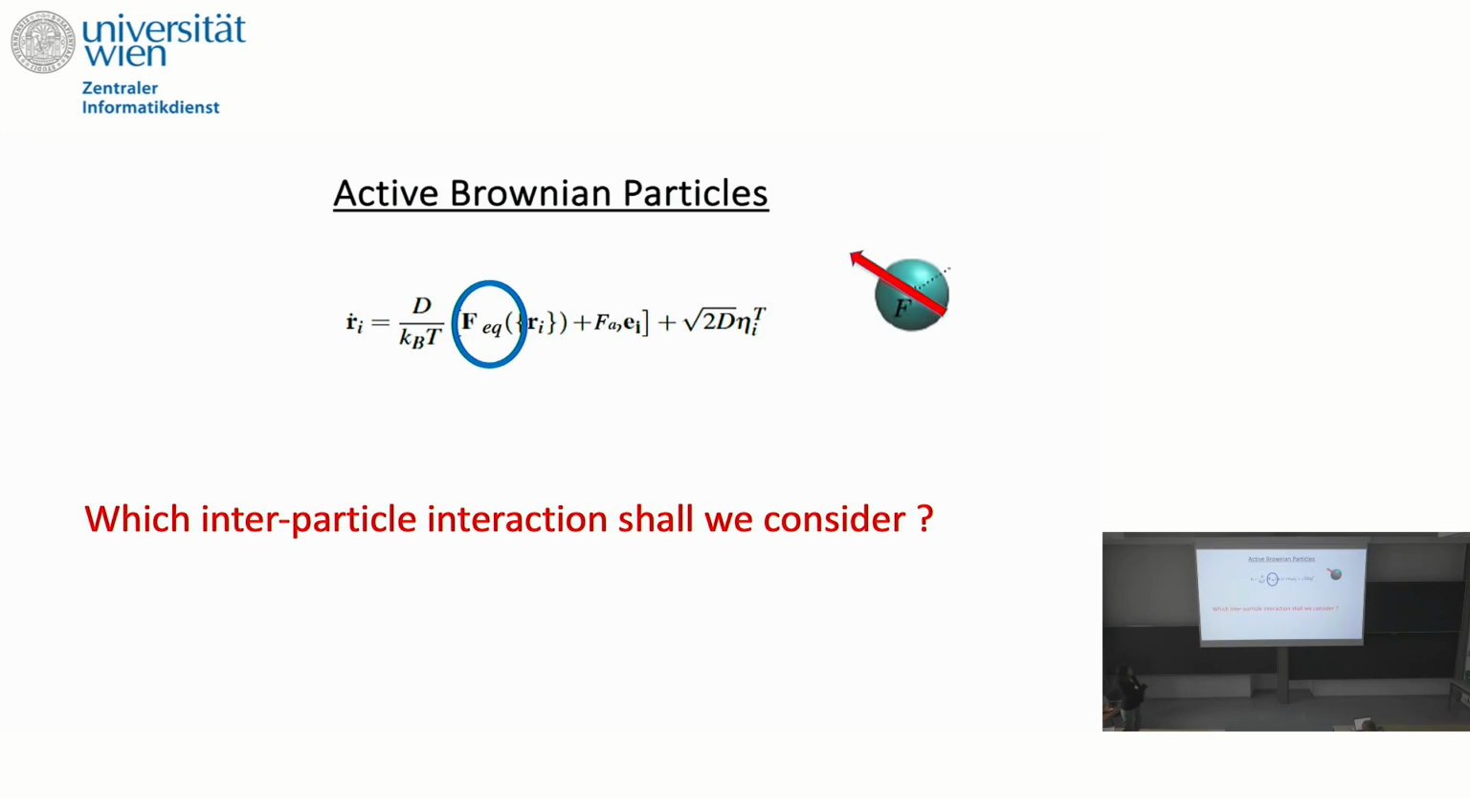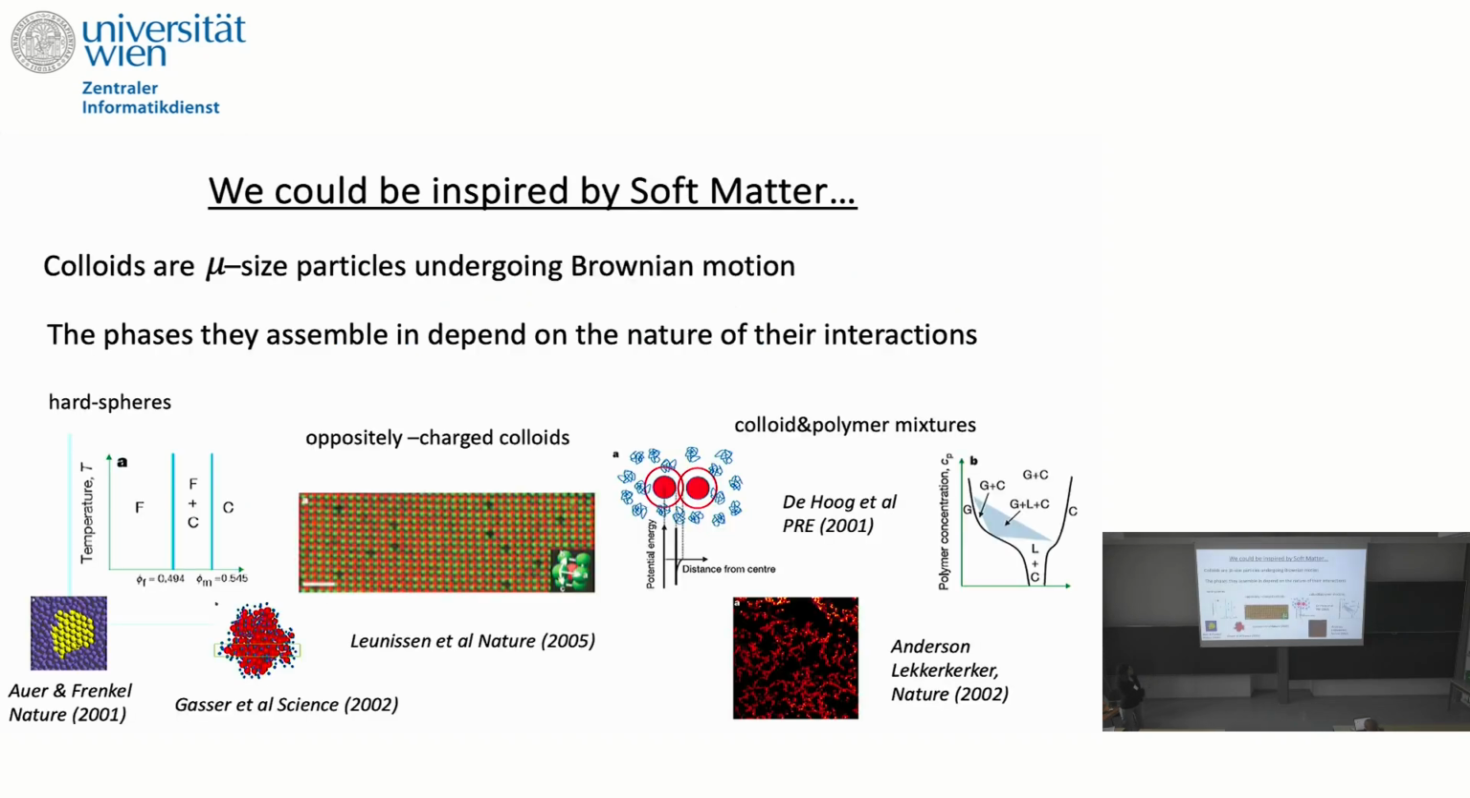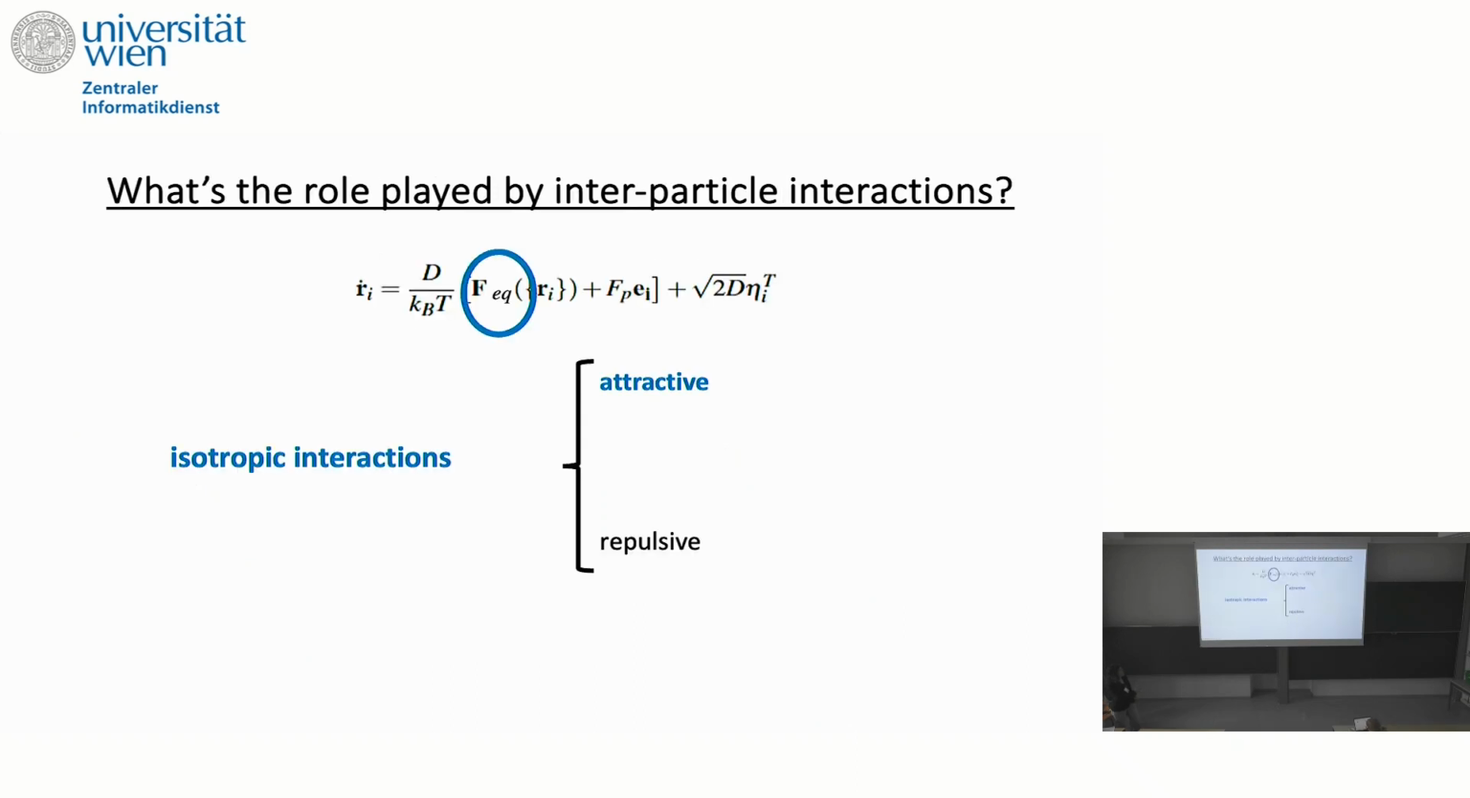And what about this contribution? This is actually nothing but the interparticle interaction. So how can we tune the interaction between active Brownian particles? Coming from a soft matter background, we know that depending on the interparticle interactions, we do expect different phase behaviors. So can we learn from soft matter and use these interactions in active Brownian particles and learn what happens for these out of equilibrium systems? And this is what we have been doing in the last 15 years.